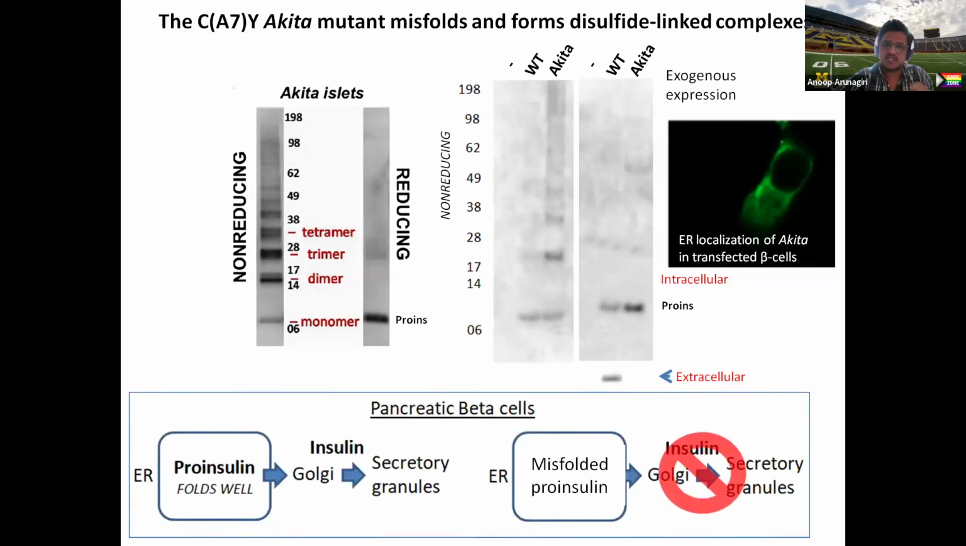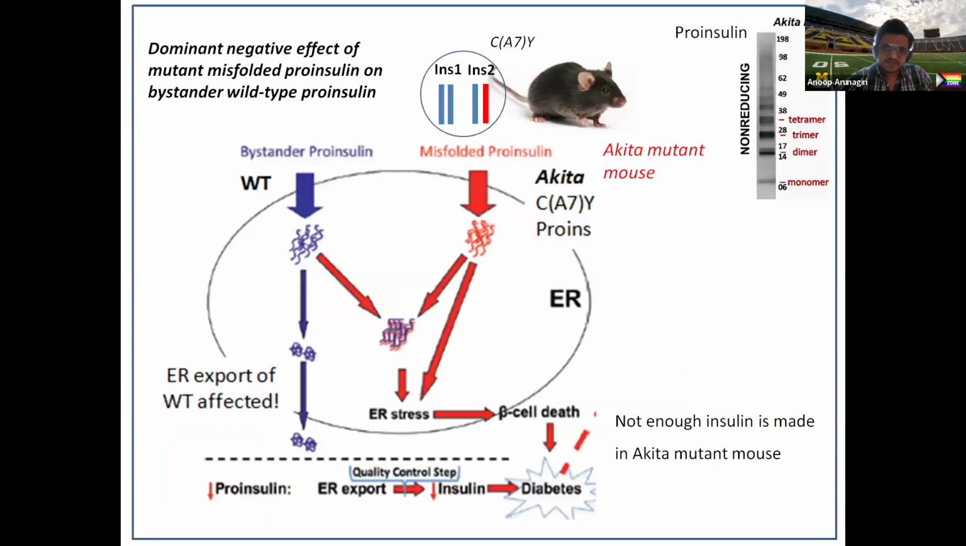So that very well supports my cartoon. Proinsulin, that wild type, for example, folds well, moves forward, gets secreted. However, Akita misfolds, stays back in the ER, just like shown in that immunostaining, cannot go forward, cannot make insulin, and that could be a reason for the insulin deficient diabetes that we observe here. Now, that is not all. The mutant does more bad things. What does it do? I'll tell you here.